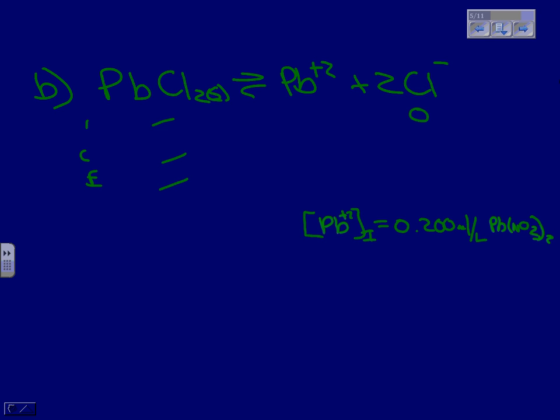How many leads are in each lead-2 nitrate? Matt? One. So how much lead is in that lead-2 nitrate? 0.2. It's the same moles per liter of Pb2+, because it's a 1-to-1 ratio. That's the mole ratio we talked about yesterday, which means this number is 0.200.